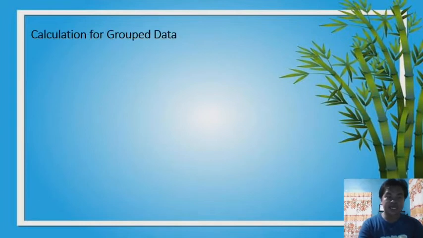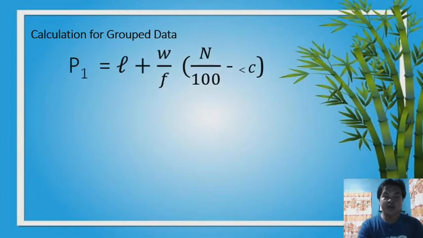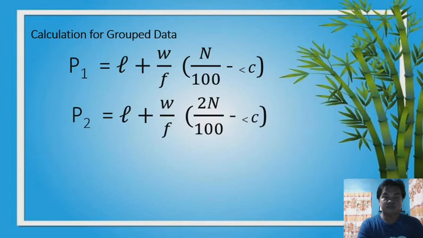Percentiles can also be calculated for grouped data, which is done with the help of the following formulae. First, P1 equals L plus W over F times N over 100 minus less than cumulative. Next, P2 equals L plus W over F times 2N over 100 minus less than cumulative.